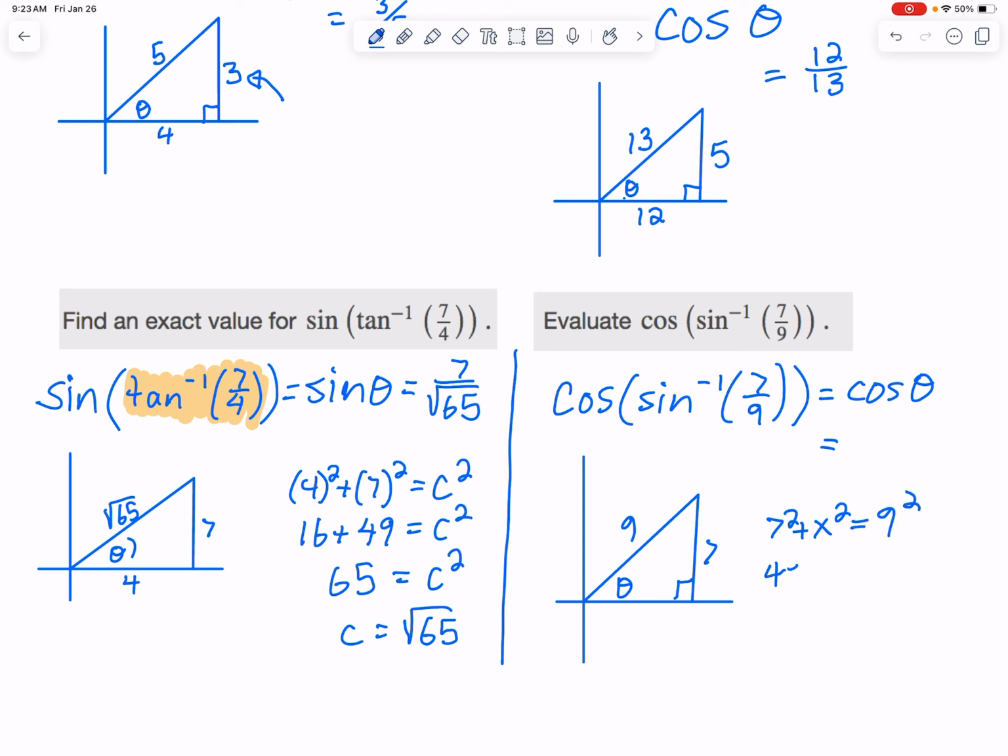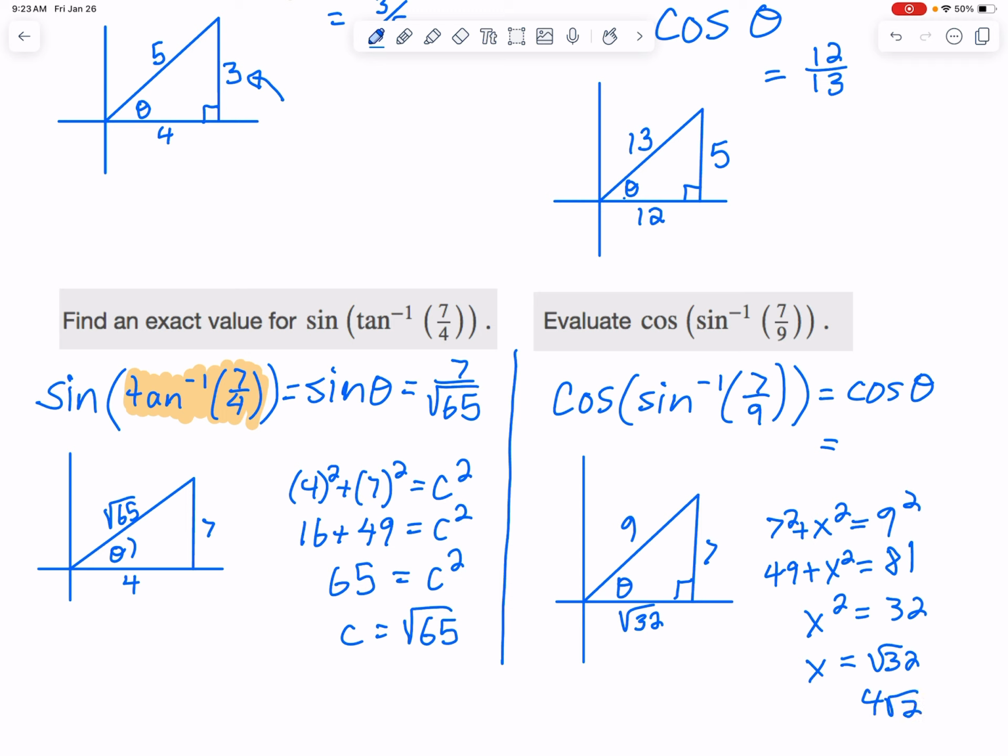So that's 49 plus x squared equals 81. And then x squared equals 32. And x is the square root of 32. I could reduce it if I wanted to. Lumen's probably going to want you to do that. You can use a calculator, or 16 goes into it, so it's going to be 4 root 2. You could use that as well.